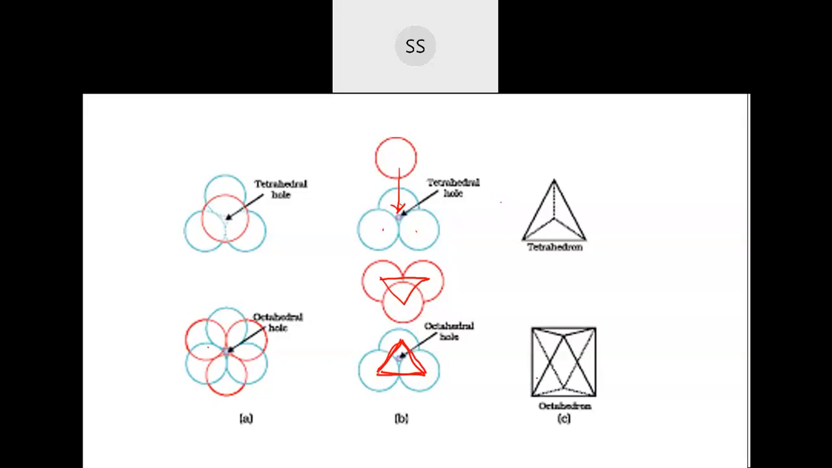One more way I told you to get an octahedral void is to place four atoms in one plane and one atom above that and one atom below. So this is one more way of placing the atoms. Again, you have six atoms, which gives you the shape of an octahedron, so it is again called an octahedral void.